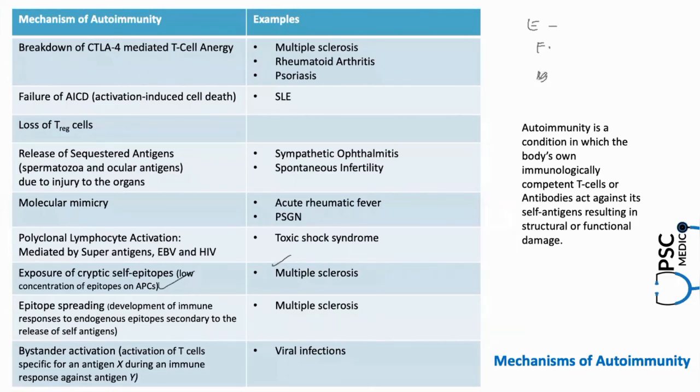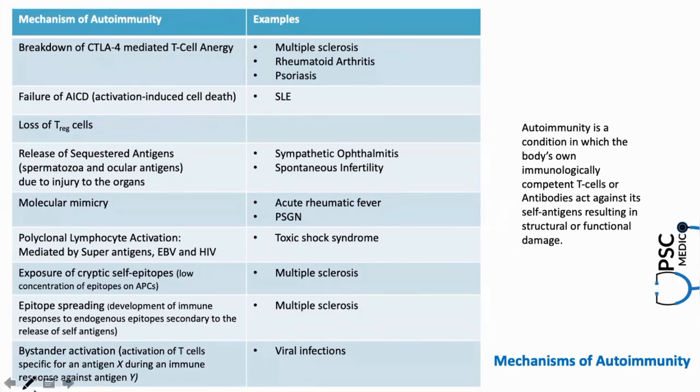Activation of T cells specific for an antigen X during an immune response against Y. Actually, the T cells are produced to fight this Y antigen, but we don't know why, they're going and acting against X antigen. So this is known as bystander activation. Though the T cell is not for this X antigen, it is acting against this X antigen. So this bystander activation is a principle seen in viral infections.